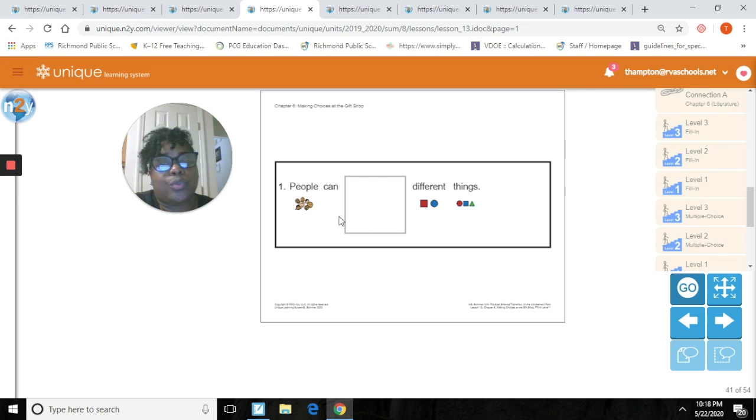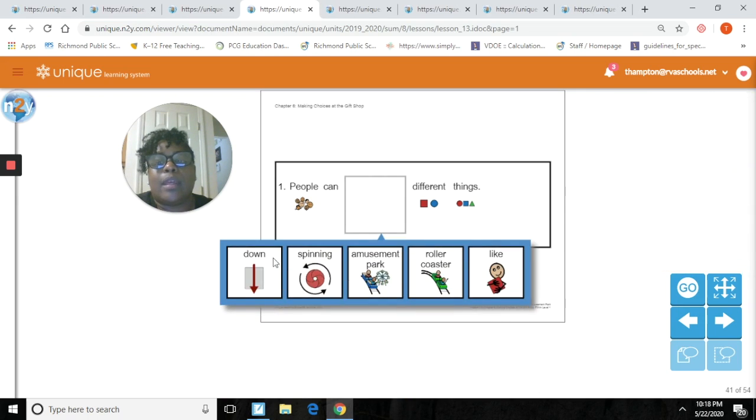So whenever we are working with questions, even if I don't tell you this, I always want you to make a choice, because you can always pause the screen and say, Mom or Dad or whoever's sitting with you, I need to make a choice in case I forget to tell you, okay? All right, so let's read our first statement. It says, people can blank different things. Down, spinning, amusement park, roller coaster, like. Make a choice.